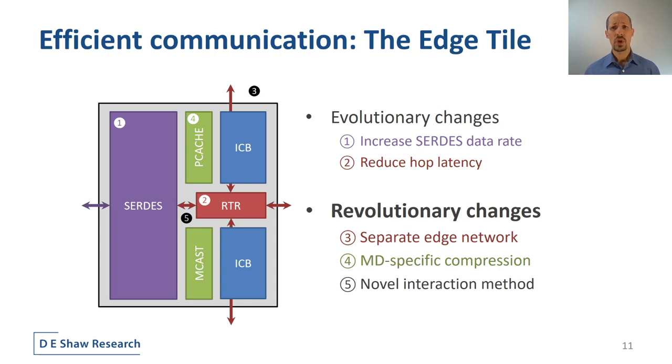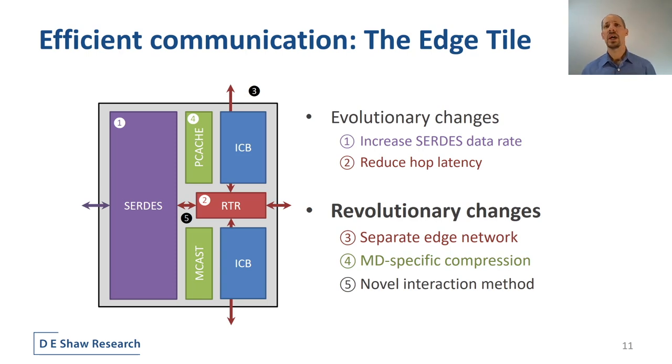Together with a special encoding scheme, compression increases the effective bandwidth of the off-chip channels by an additional factor of 2. Finally, the edge tiles, along with the PPINs, implement a novel interaction method. In a nutshell, an interaction method dictates where range-limited interactions should be computed when partitioning simulation space across multiple nodes, essentially choreographing the internode communication. Anton 3's new interaction method is more bandwidth efficient and better balanced across dimensions than prior alternatives, while also facilitating better overlap of communication with computation.